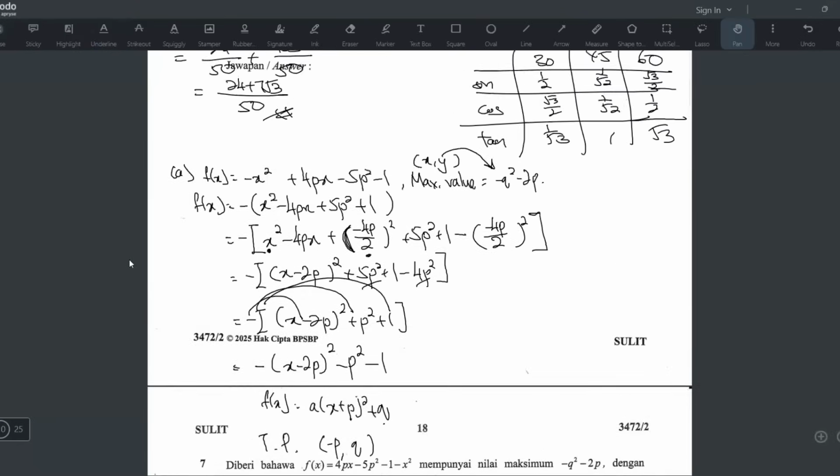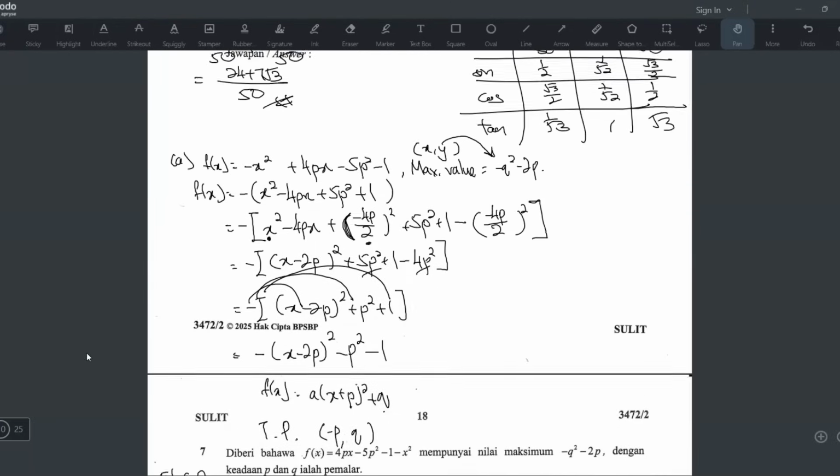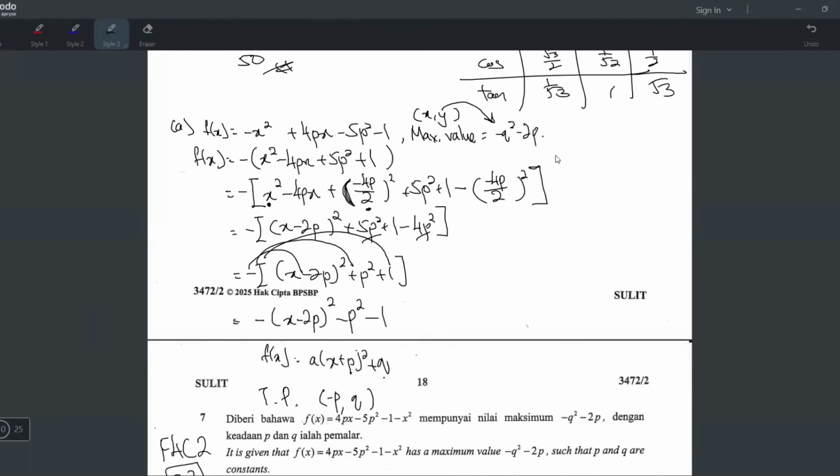Okay, I'm done with the vertex form, but I'm not done with the question. The question asks to show that Q equals P minus 1. So what do I have to do? Remember they told me the maximum value is this one, right? Negative Q square minus 2P. And I told you maximum value is only referring to the Y coordinate. So what do you think is my Y coordinate?